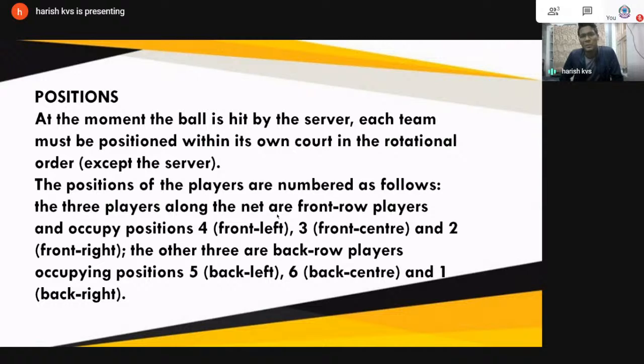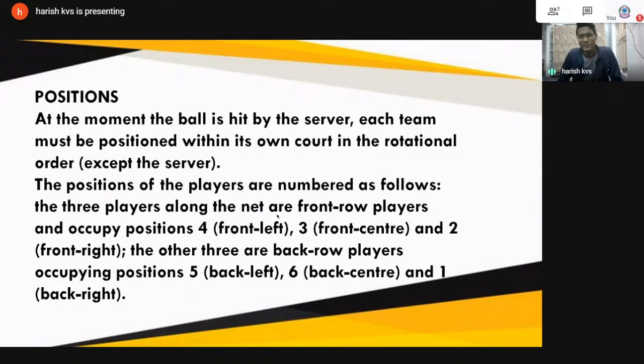So the positions of the players are numbered as follows. The 3 players along the net are front row players. You can see that there are 6 active players on the court: 3 at the front of the court and 3 at the back. They can be called front row players and back row players. The front row players occupy positions as front left, front center, and front right. The other 3 back row players are called back left, back center, and back right. These terminologies are as simple as that.